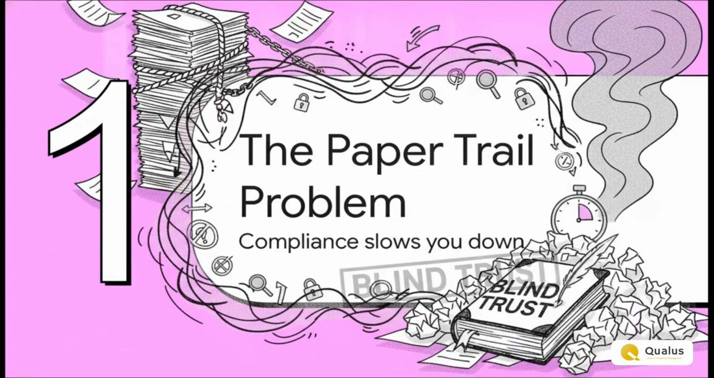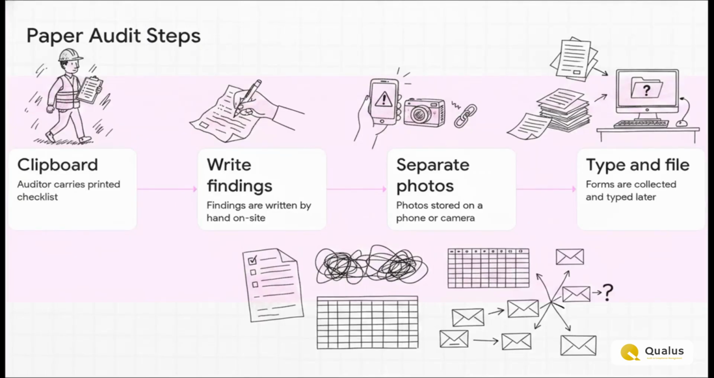Section 1, the paper trail problem, or why traditional compliance slows you down. Now, I want to be fair right up front here. Paper-based audits do technically work, but they rely heavily on a foundation of blind trust and manual follow-ups, and that creates massive bottlenecks in any modern, fast-paced operation. Let's walk through this process together, and I'm sure this is going to sound painfully familiar to a lot of you.